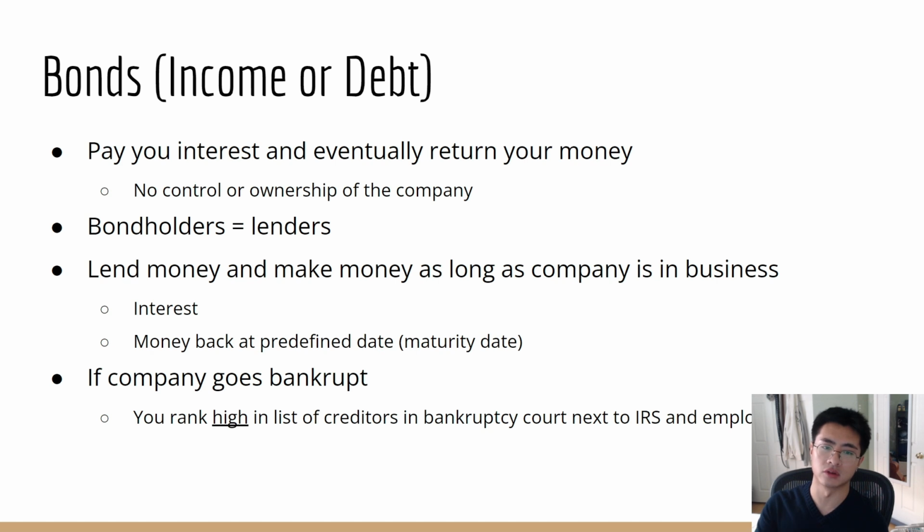Because in bonds, you lend money and make money as long as the company is in business, because the company will pay you interest and they will pay your money back at a predefined date, also known as the maturity date. But if the company goes bankrupt, you rank really high up in the list of creditors in bankruptcy, next to the IRS and employees, essentially.